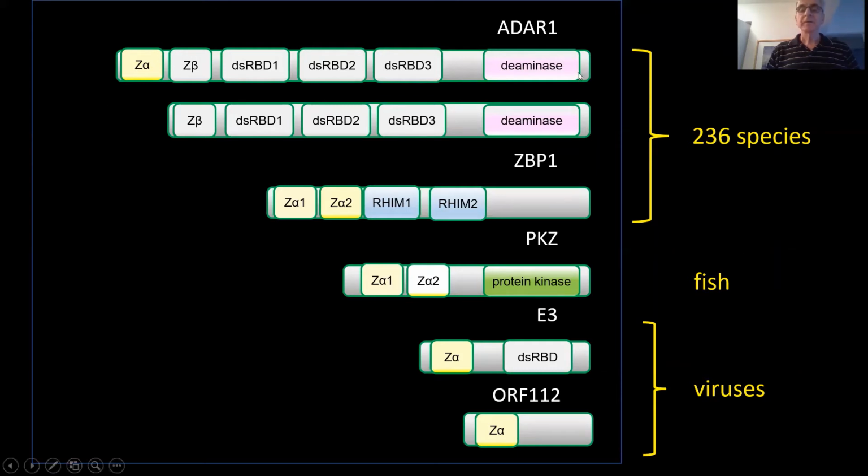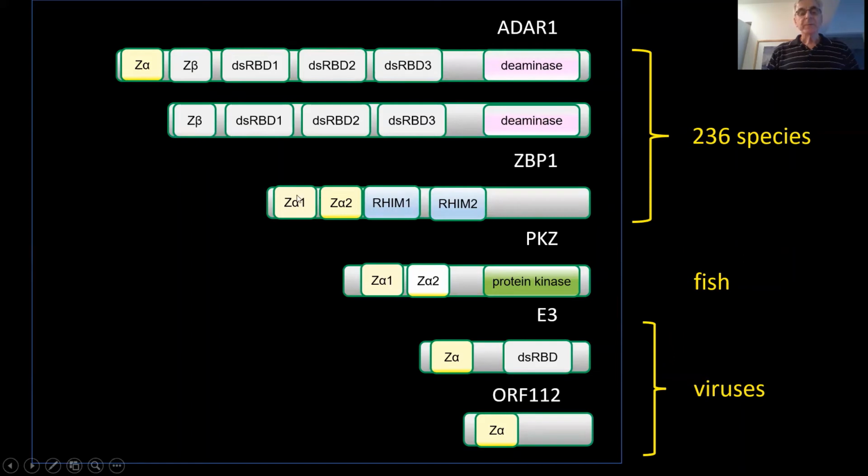But it also can destabilize double-stranded RNA to give single-stranded RNA. And there are two forms of ADAR1, the one that contains Z-alpha, and a shorter form that lacks Z-alpha. So we can use the difference between these two isoforms to identify what the function of Z-alpha is, using the short form as a control.